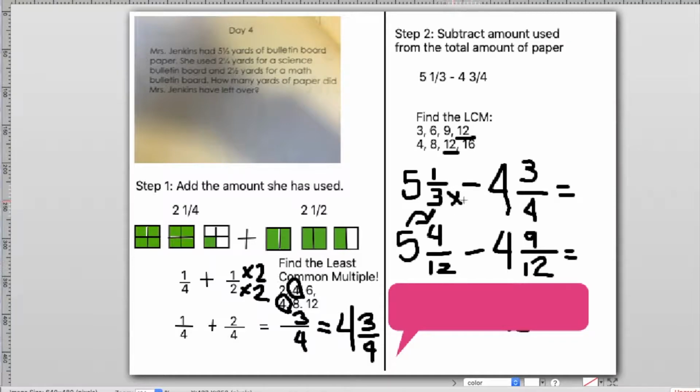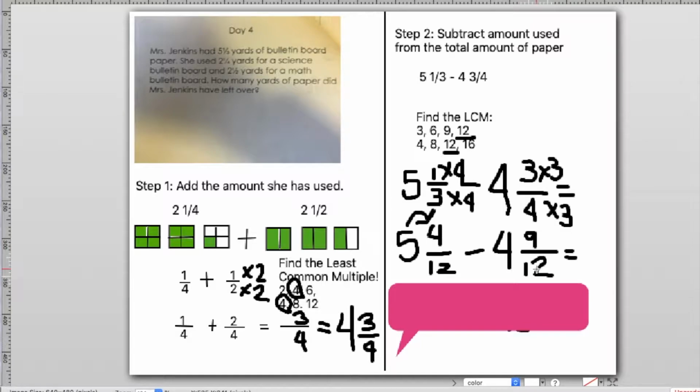Three times 4 equals 12, and if I do it to the bottom, I must do it to the top. 1 times 4 equals 4. I've done it down here. How do I make 4 into 12 over here? I can multiply it by 3. And if I do it to the bottom, I must do it to the top. Excellent. And I've rewritten it down here. So now my new problem is 5 4/12 minus 4 9/12.